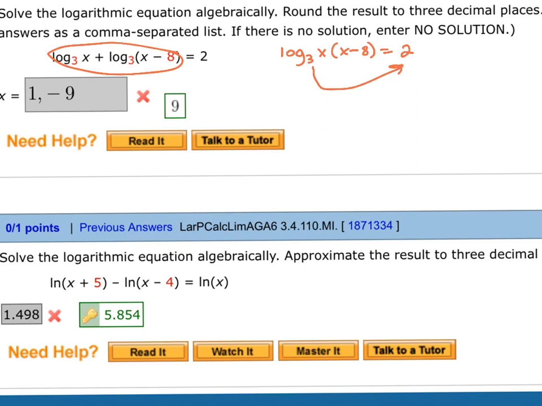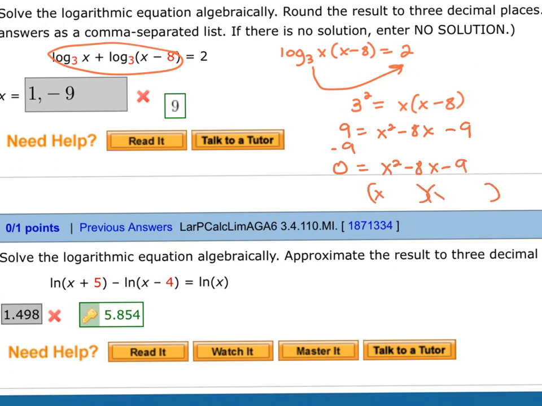Then 3 goes over, picks up the 2. 3 squared equals x times x minus 8. 9 equals x squared minus 8x. As soon as you see the squared and the non-squared, you should know you're going to factor. I'm going to get everything to one side. And then factors of negative 9 that sum to negative 8 are negative 9, positive 1. Set them each equal to 0, and I get x equals 9 and x equals negative 1.